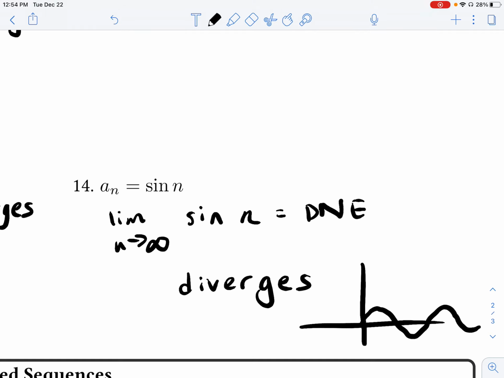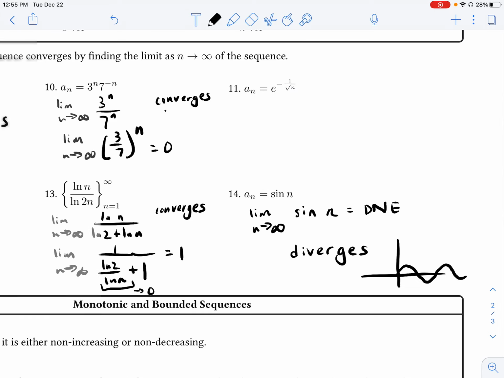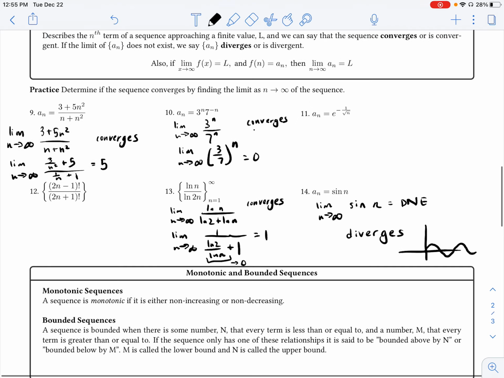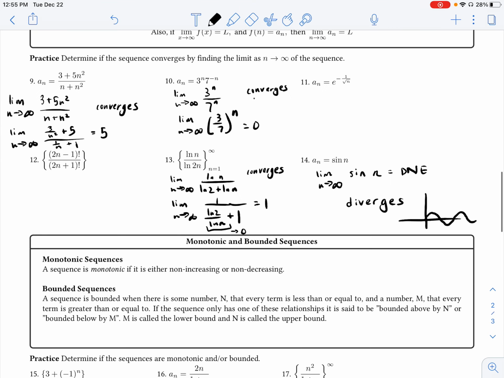We don't get one output that appears over and over again as n approaches infinity. It's going to cycle and oscillate back and forth between -1 and 1. So this sequence, we would say, diverges. All right, try number 11 and 12 on your own if you haven't already done so, and check your solutions in the classroom.